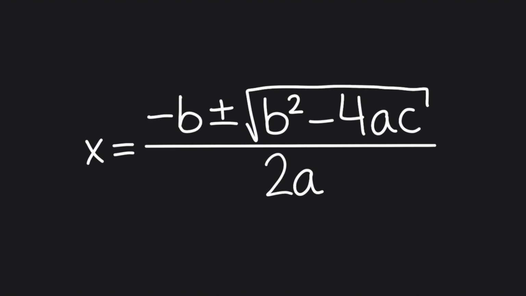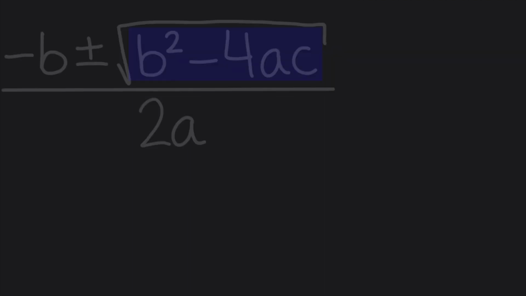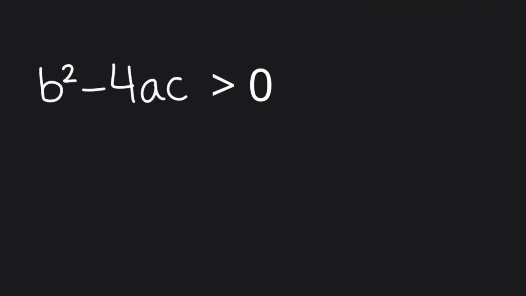What's interesting is that before I even calculate my solutions, I already know how many solutions there will be. I find this out by looking at the term under the root. If b squared minus 4 times a times c is bigger than 0, there will be 2 solutions. This was the case in the example that we just had.